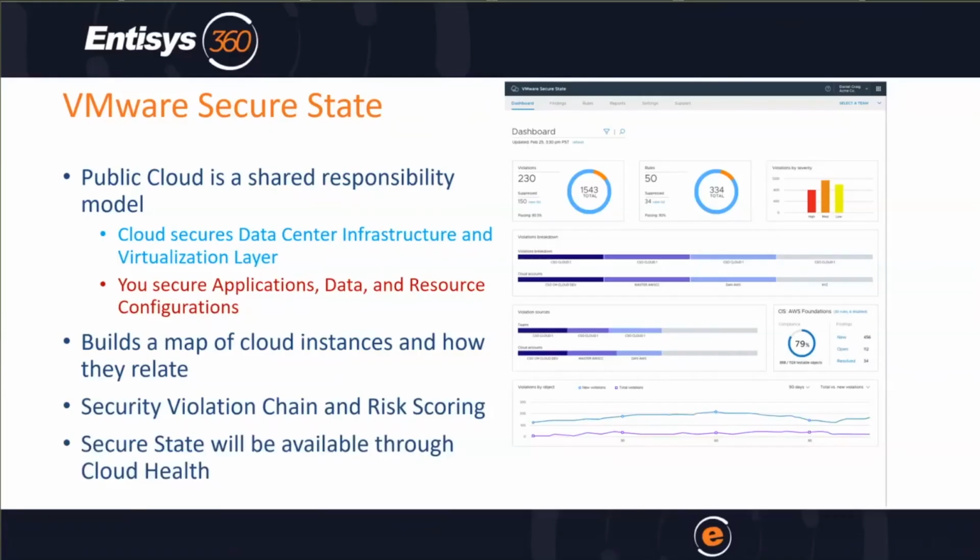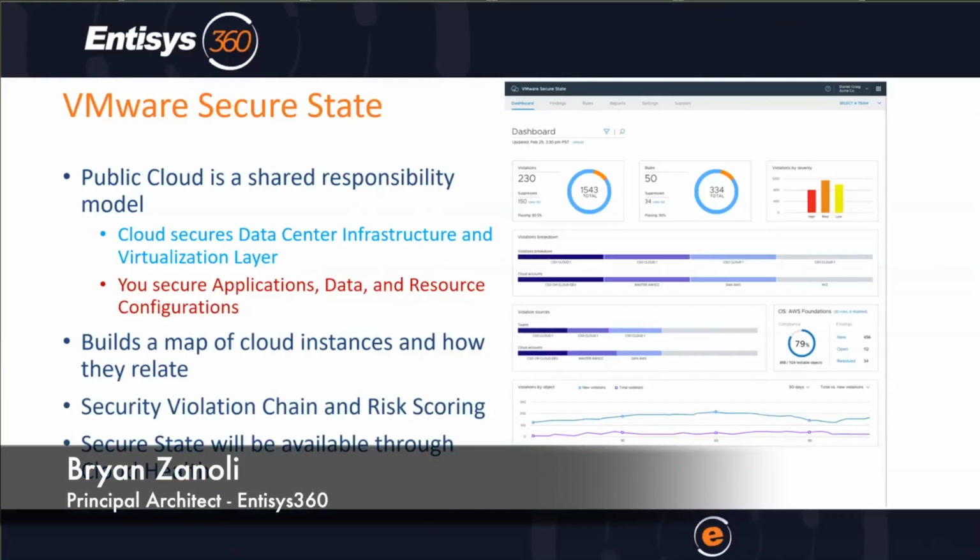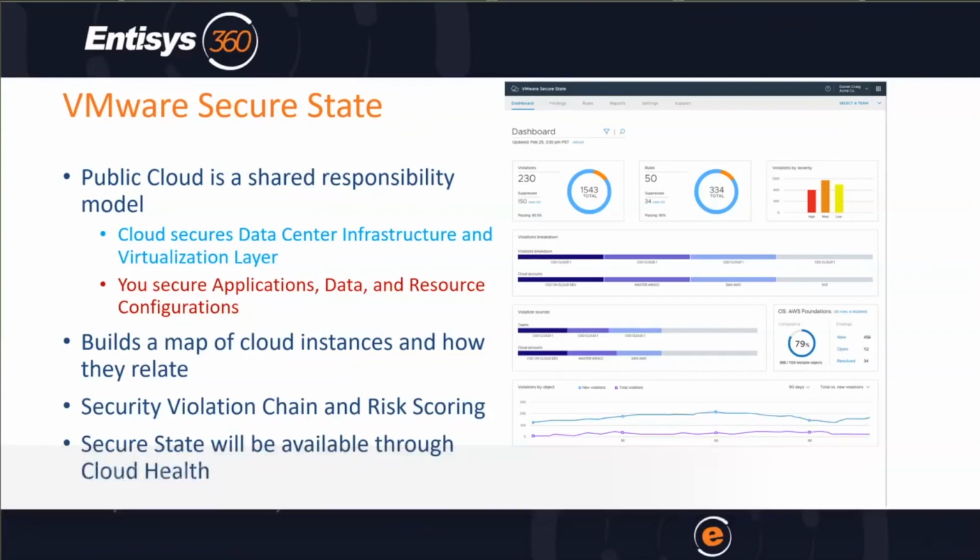Cloud, many of us already do know this, but it is worth repeating. Public cloud is a shared responsibility model, meaning the public cloud providers are going to make sure that the data center infrastructure at its base layer is secure, and that certain aspects of the virtualization layer are secure, but you, the customer, are still responsible for applications, data, and resource configurations being secured, right?